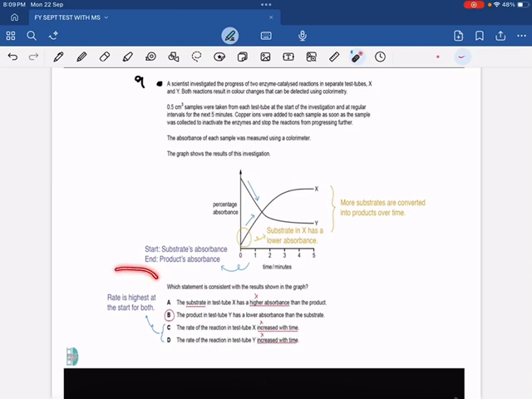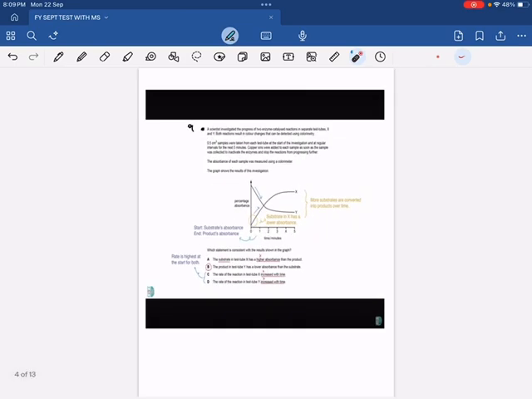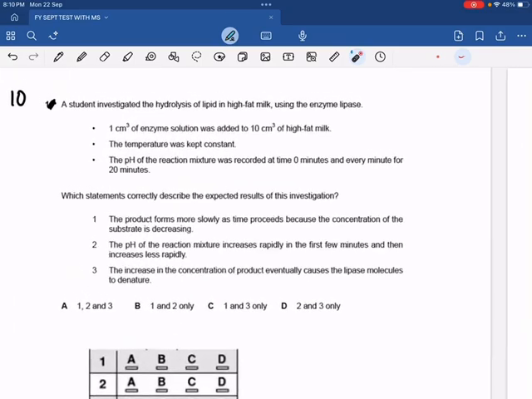So the rate is highest at the start for both. It's high, right? At the start for both. You can have a look over here. And it's actually decreasing with time. Okay, so now let's move on to the last MCQ.